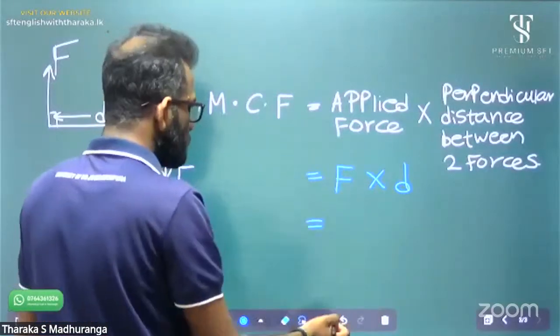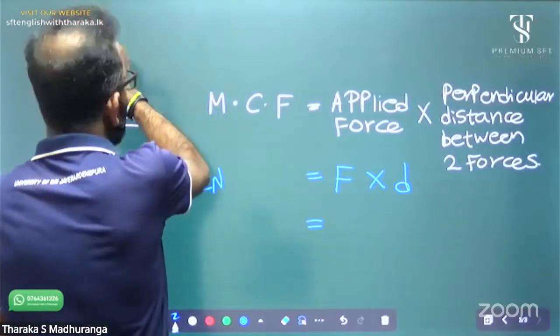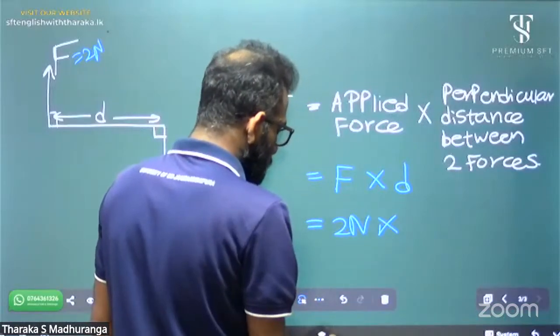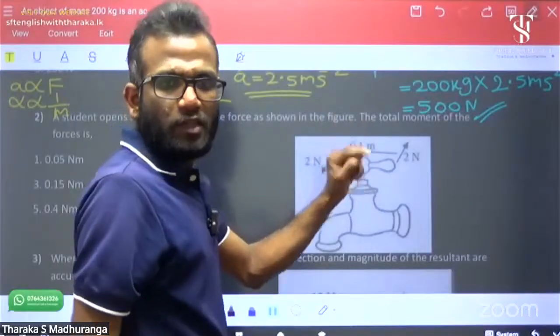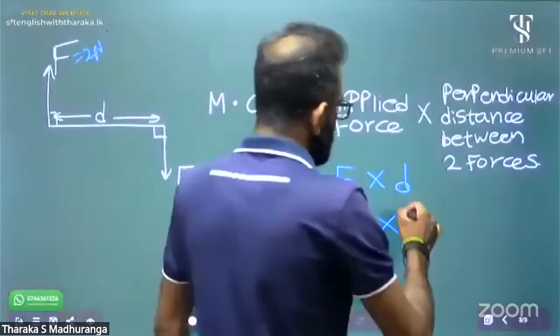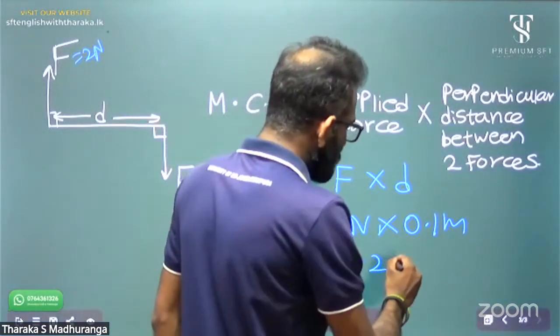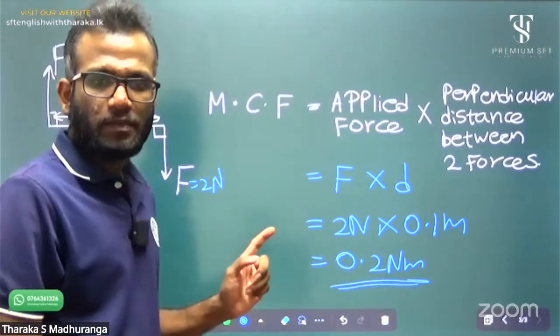The applied force is 2 Newton, according to the water tap example. How about the distance between two forces? It is 0.1 meter, which means 10 centimeter. You have to substitute in meters, 0.1 meter. So 0.2 Newton meter is the answer.